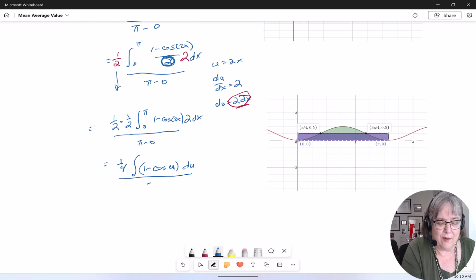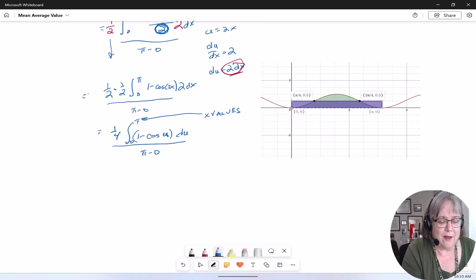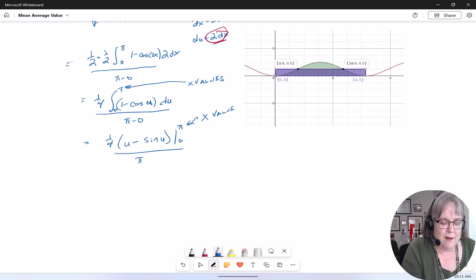All right, over pi minus 0. Now keep in mind that this 0 to pi, these are x values, and right now you have a u, so you cannot substitute x values into u. So we'd have 1/4. Now, 1 integrated is u. Cosine u integrated is sine u. 0 to pi. Pi minus 0 is pi. This is x. You cannot substitute those in. So you have to change this.